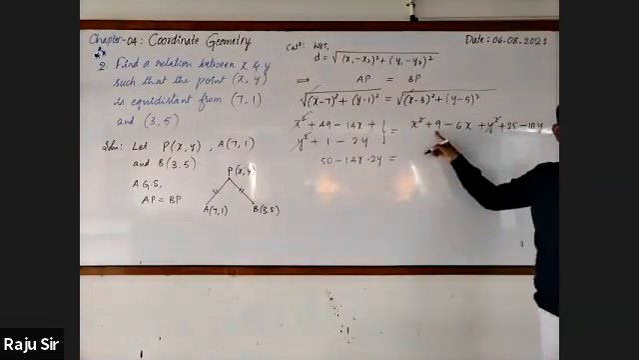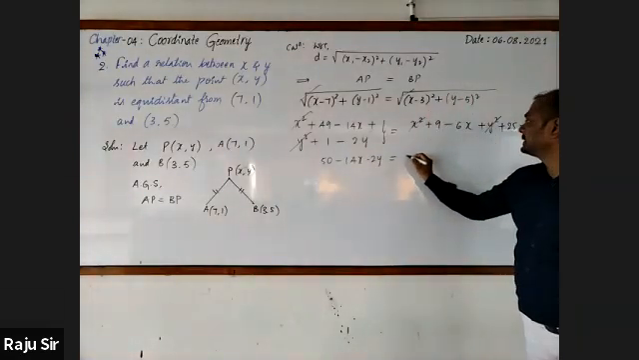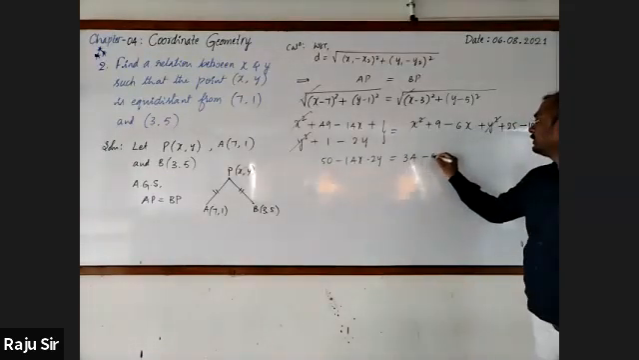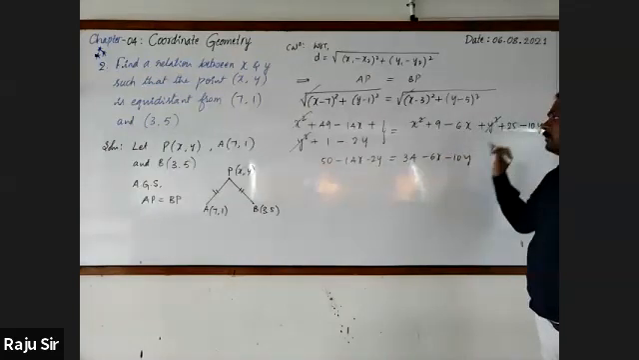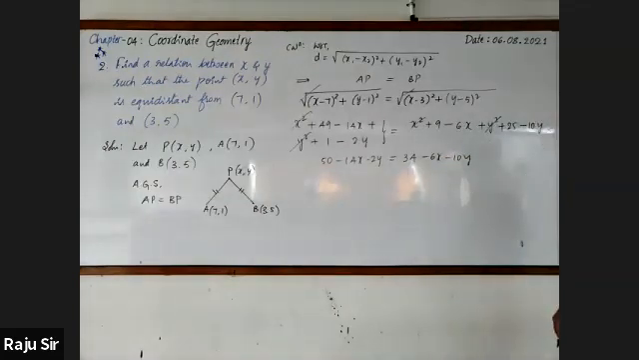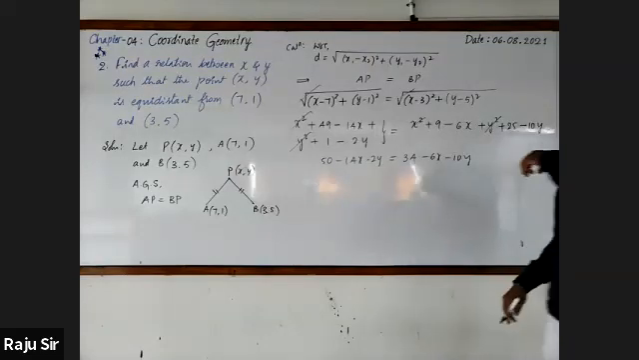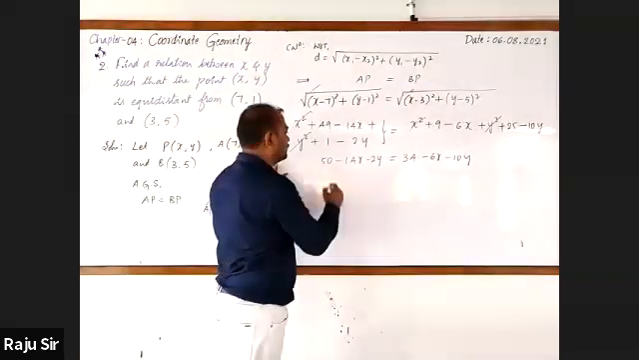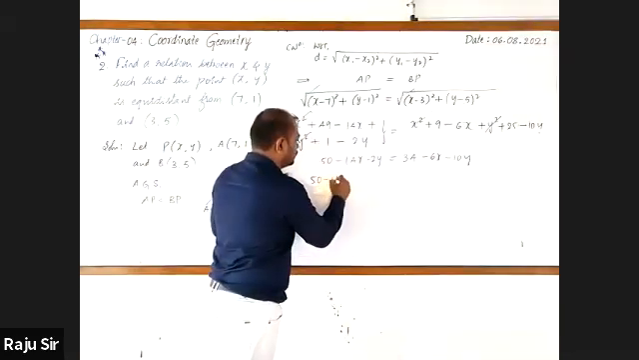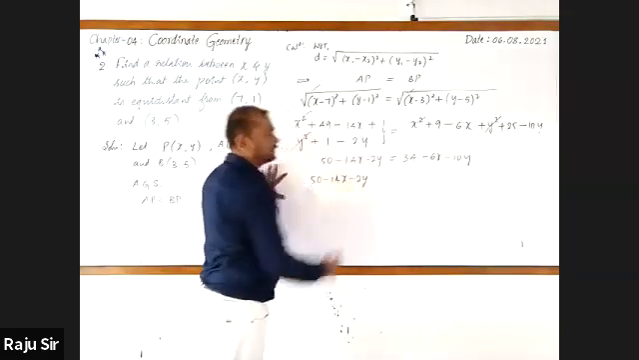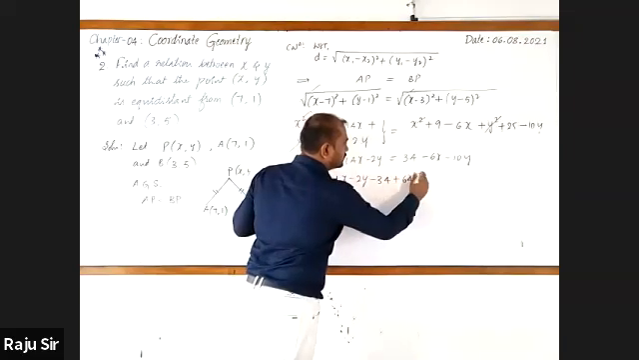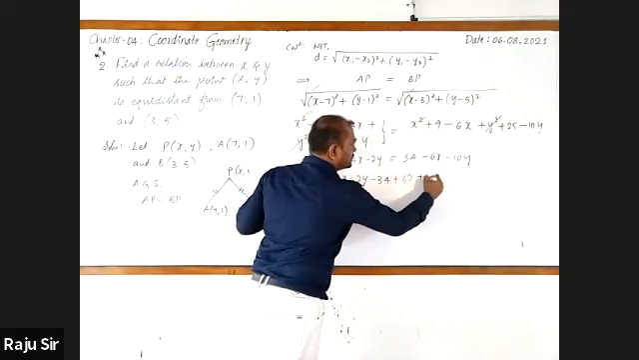here 25 plus 9, 34, so minus 6x minus 10y. Let us write all the terms on one side. Let us bring all the terms to the left-hand side. Here 50 minus 14x minus 2y as it is, then minus 34 plus 6x plus 10y.